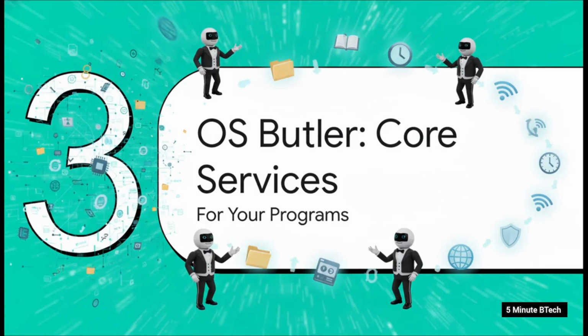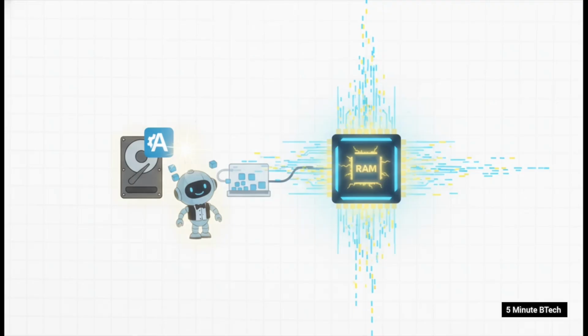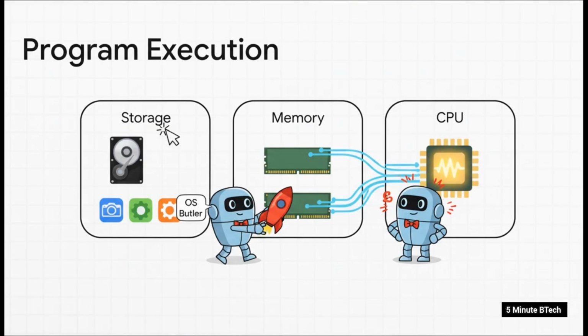So now that we know how programs ask for things using system calls, let's look at what they're actually asking for. This is where the OS shifts gears from being just a strict gatekeeper to also being a super helpful butler, providing all these essential services for your programs. First and foremost, the most fundamental service of all: actually running the program. When you double-click an icon, that's when the OS butler totally takes over. It finds the program on your hard drive, loads it into the computer's memory, starts it running, and then just watches over it until it either finishes its job or crashes. And if it does crash, the OS is the one that cleans up the mess.